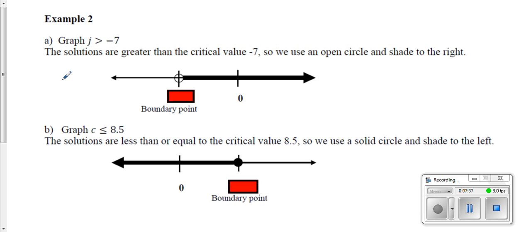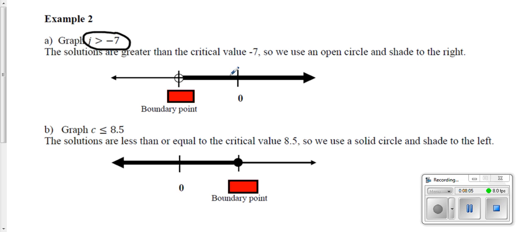So here's the first example. It says graph J is greater than -7. This inequality is already solved. J is all by itself, just like equations. You get it all by itself. It's ready to graph. The solutions are greater than the critical value, -7, so we use an open circle and shade to the right, it says.